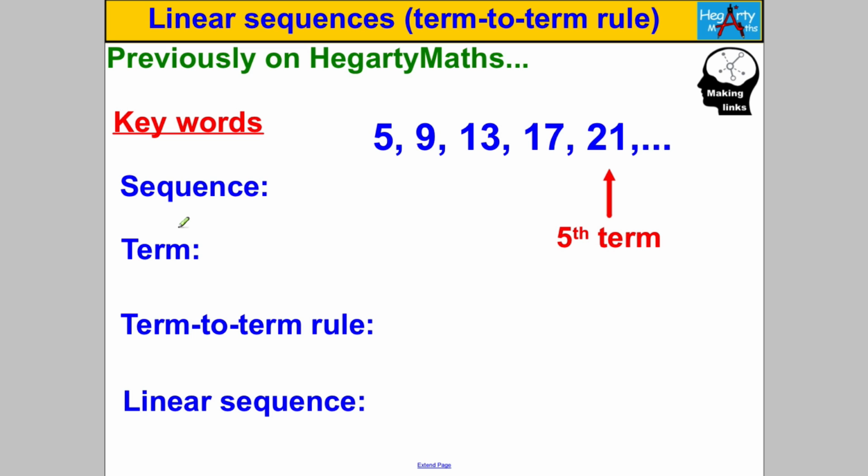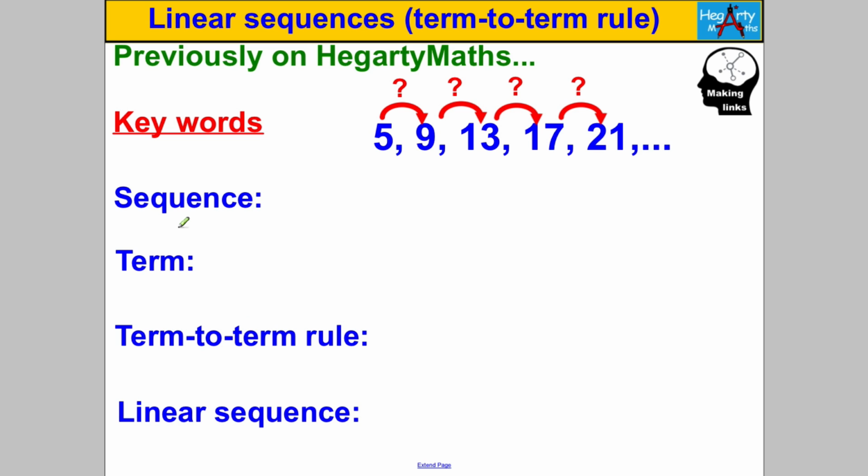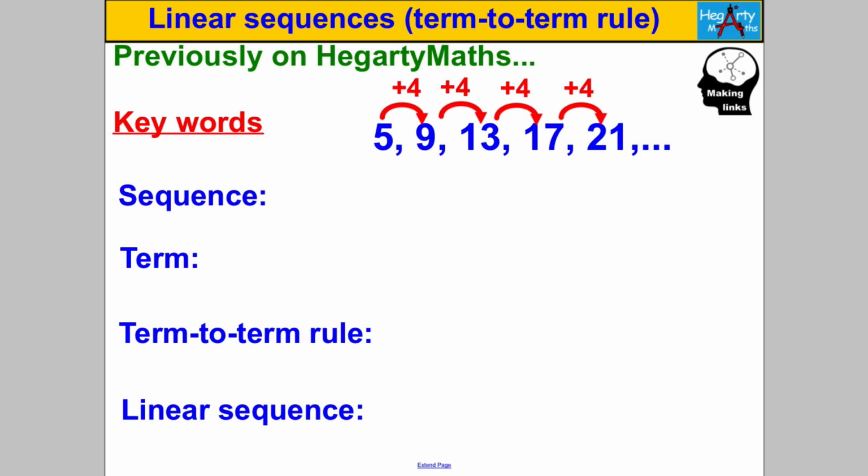Now, term-to-term rule. Remember we said a sequence is a list of numbers that follows a rule. What's the rule with our sequence here? We've already talked about it. Each time you add 4 to get from one term to the next term. To get from 5 to 9 you add 4. To get from 9 to 13 you add 4. To get from 13 to 17 you add 4. And to get from 17 to 21 you add 4. So the term-to-term rule, the rule to get you from one term to the next term, in this case, is add 4. Okay, and that's what the term-to-term rule is.